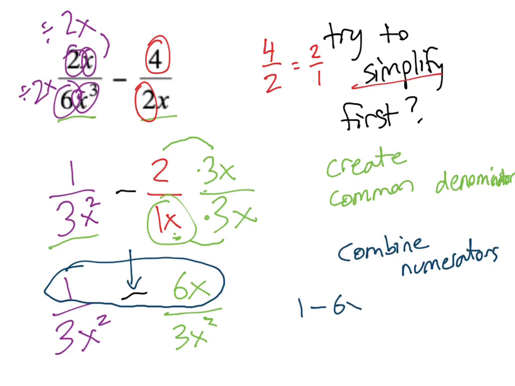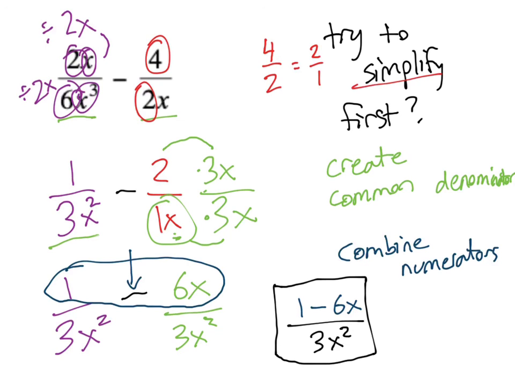And those are not like terms because x has a variable and 1 is just a coefficient on its own. So we cannot put those terms together. We'll just leave them separate in our numerator. And that would be our final simplified answer.